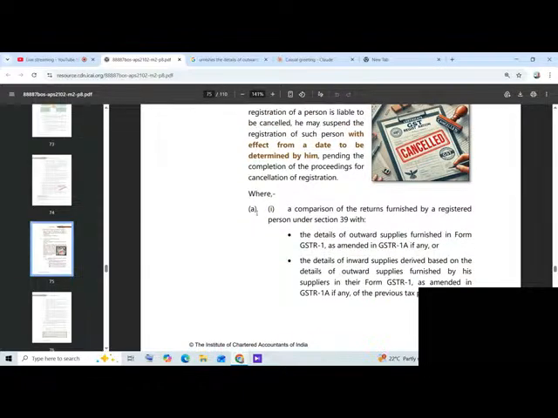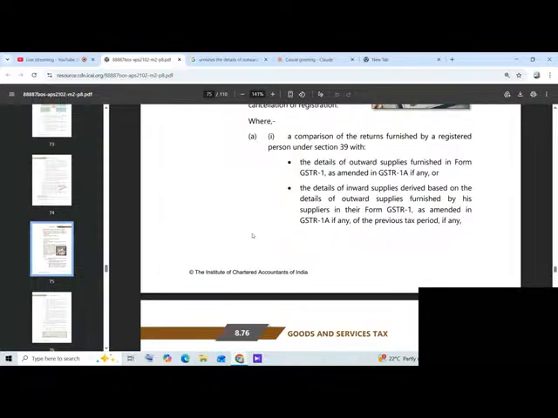Where a comparison of the returns furnished by the registered person under section 39, the details of output supply, the details of inward supply, in the form GSTR as amended.